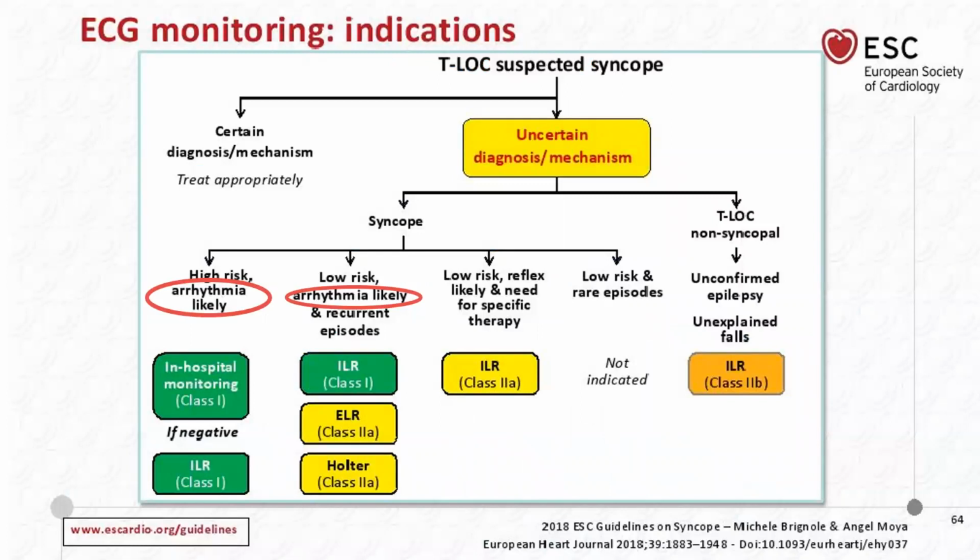According to adult guidelines, if the mechanism of syncope is uncertain, but the arrhythmia is very likely, the implantable loop recorder has a class 1 indication.